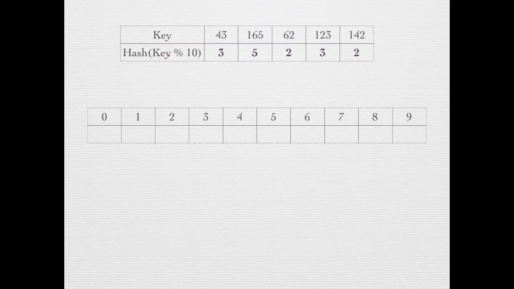contains mapping of key and hash value. Hash function is key mod 10, that means the remainder when the number is divided by 10. So 165 when divided by 10 leaves 5 as remainder, so 5 is the hash value.